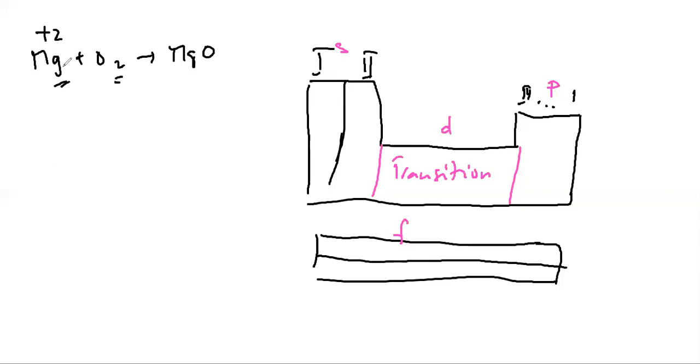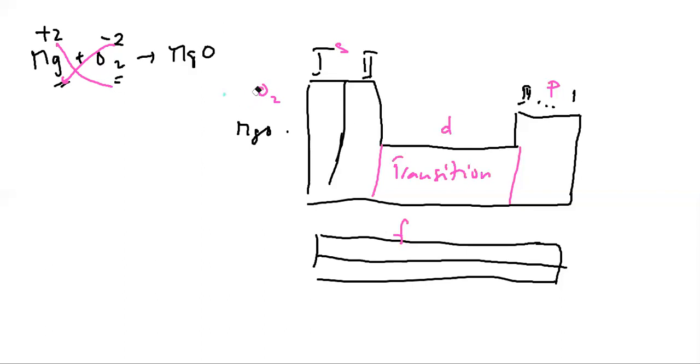Since Mg is in group 2, it will have a 2+ charge, and since oxygen is in group 6, it will have a 2- charge. So you put these numbers diagonally: the 2 from Mg goes to O, and the 2 from oxygen goes to Mg. So you have Mg2O2, but because we have the same number of atoms, you will have MgO only. Now, how do I know the characteristics of this ionic compound?